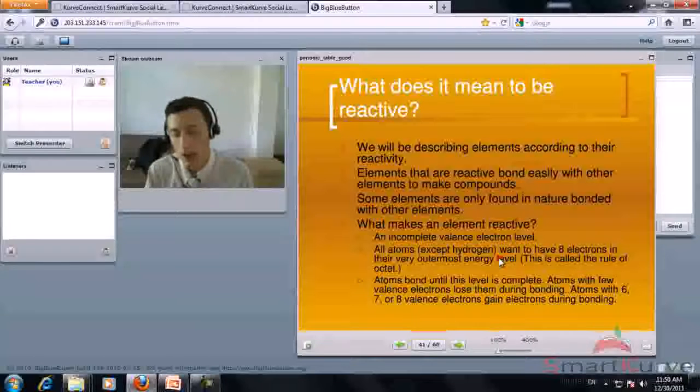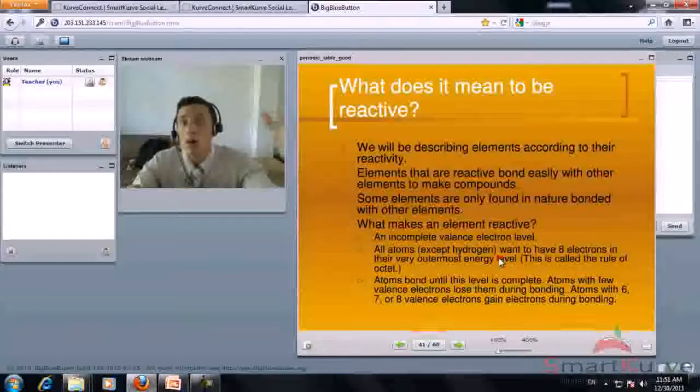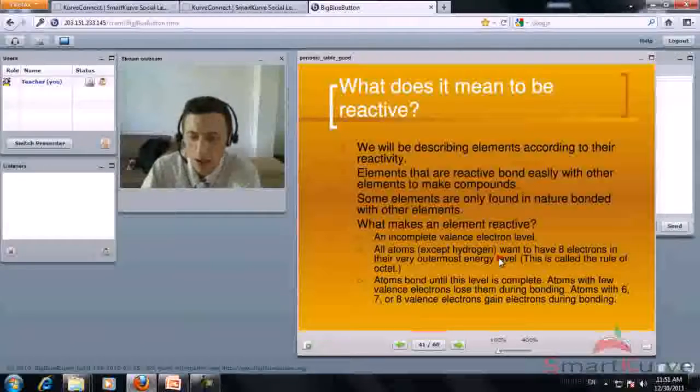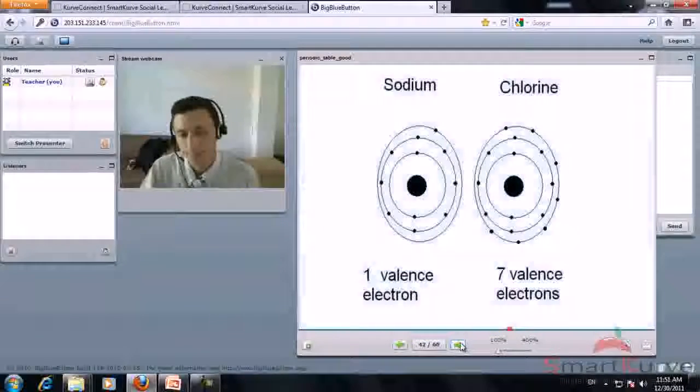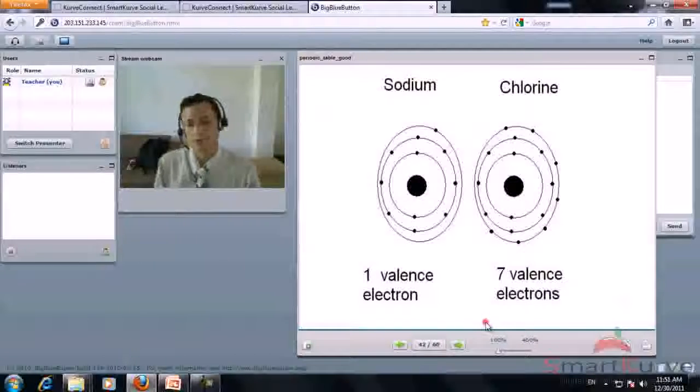Atoms with few electrons will lose them. Remember, like sodium and potassium will quickly lose that 1 valence electron, so that at the next lower level, they now have a complete energy level. We're going to see a picture of that soon. Atoms with 6, 7, or 8 valence electrons, like oxygen, will gain electrons during bonding. Here is a great example.